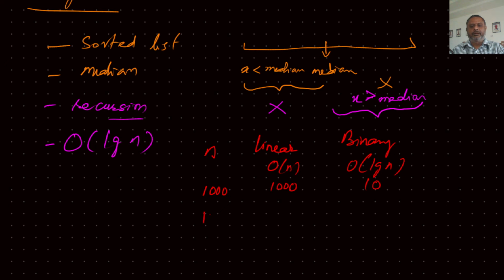And if there are 1 million items, then you need 1 million searches in the worst case, whereas this can be done in only 20 steps. And if there are 1 billion, then here you need 1 billion, whereas this can be done in just 30 steps. Same way, 1 trillion needs 1 trillion operations, whereas this can be done in just 40 steps. So you can see the power of binary search.